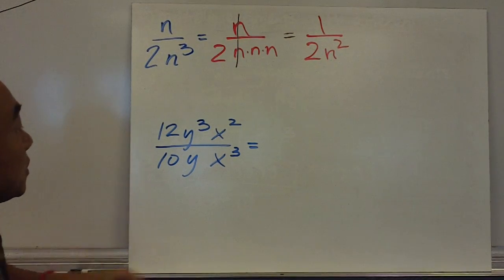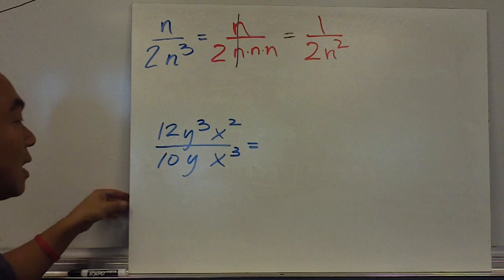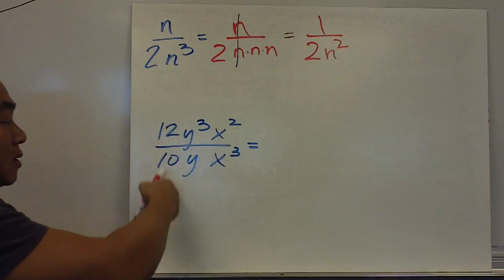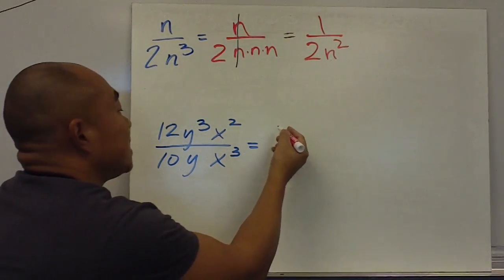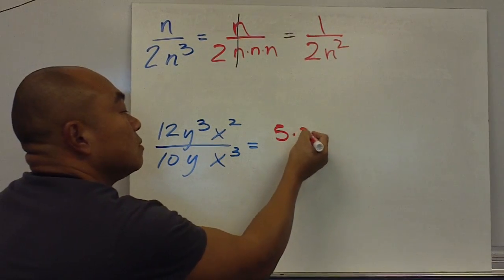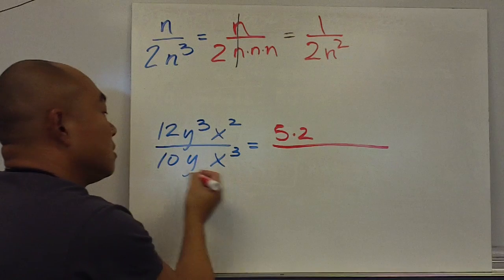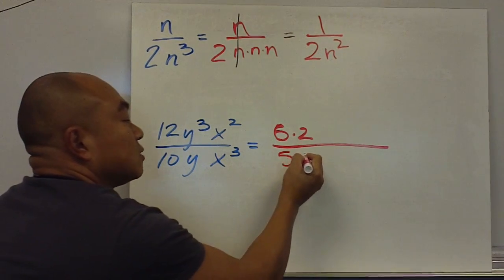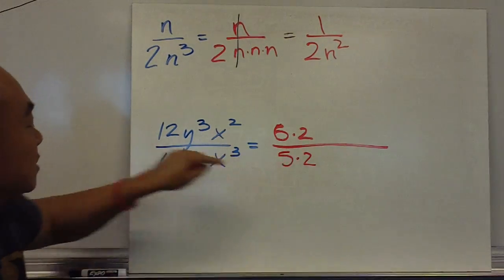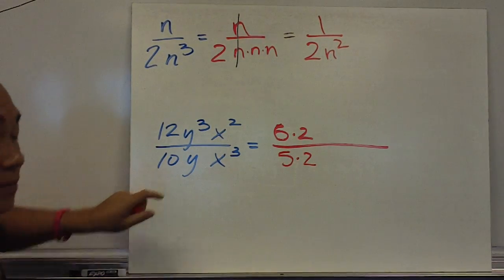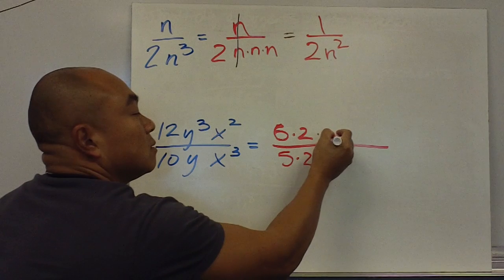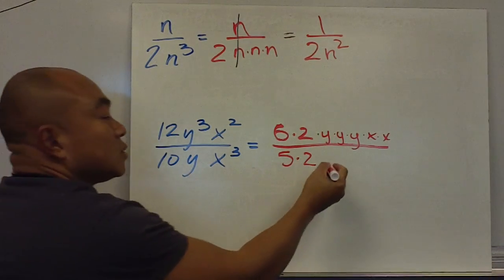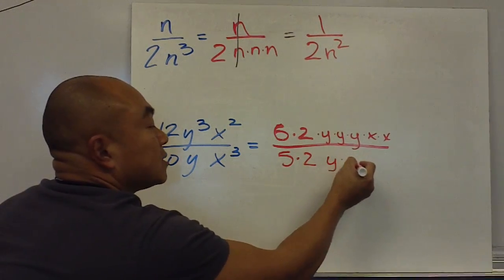Alright, now let's go with the hardest one that we have here. And this is probably going to take a good amount of expanding. First of all, let's expand the 12 and the 10. I'm going to expand this by saying this is 6 times 2 over 5 times 2. And again, my 6 times 2 is my 12, my 5 times 2 is my 10. I have 3 y's and 2 x's. Here I have just 1 y, and I have 3 x's.